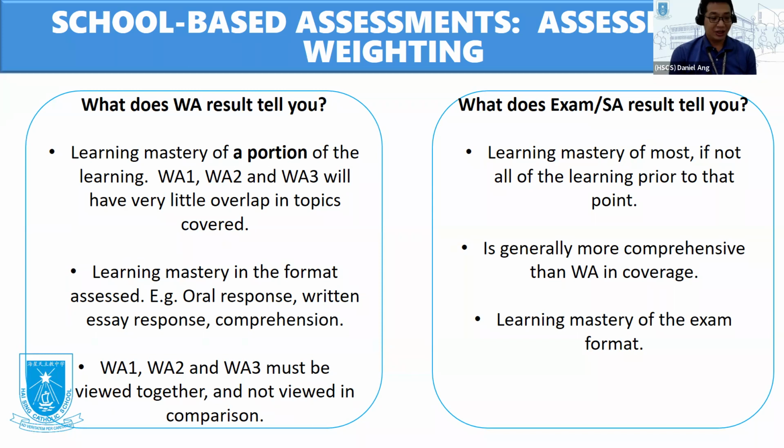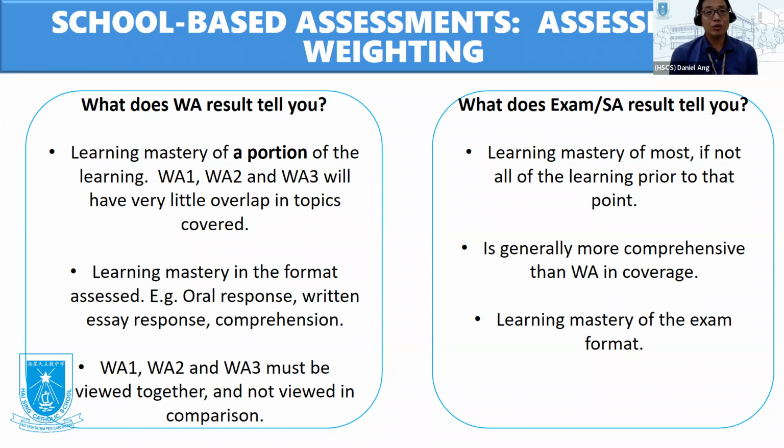So for instance, a student who is more competent in an oral response versus a written response will generally score better in the WA that is assessed based on oral response. The reverse is also true. So for students who are not as competent in their oral responses, they will score better in their written responses. So the learning mastery in the format assessed also needs to be taken into account. So an oral response, written response, essay response, comprehension.